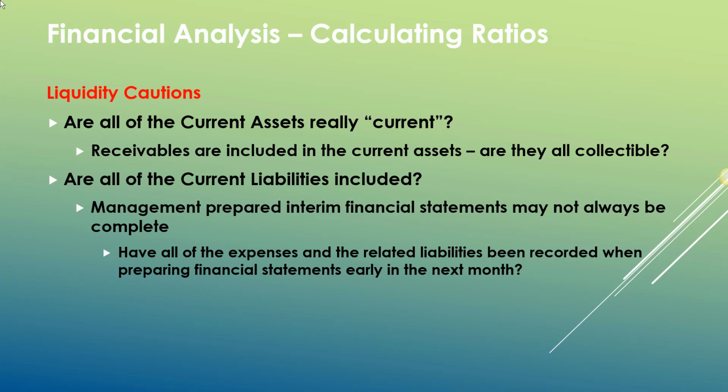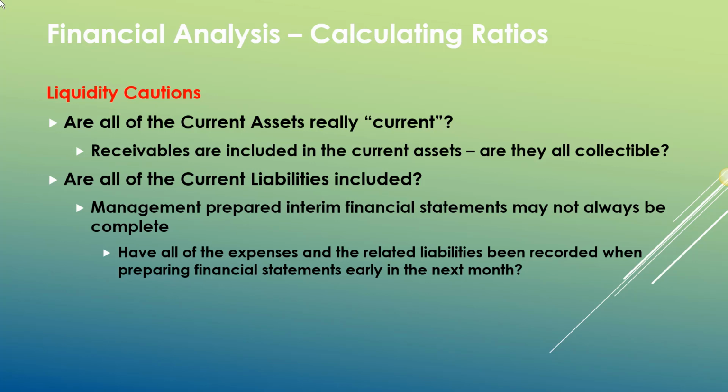There are some cautions, though, about the current ratio. Are all of the current assets really current? Specifically, receivables. Are all of those receivables really collectible? I know we do an evaluation of that at the end of the year, but management of the organization should know whether all of those items listed as receivable, well, how soon are they receivable?